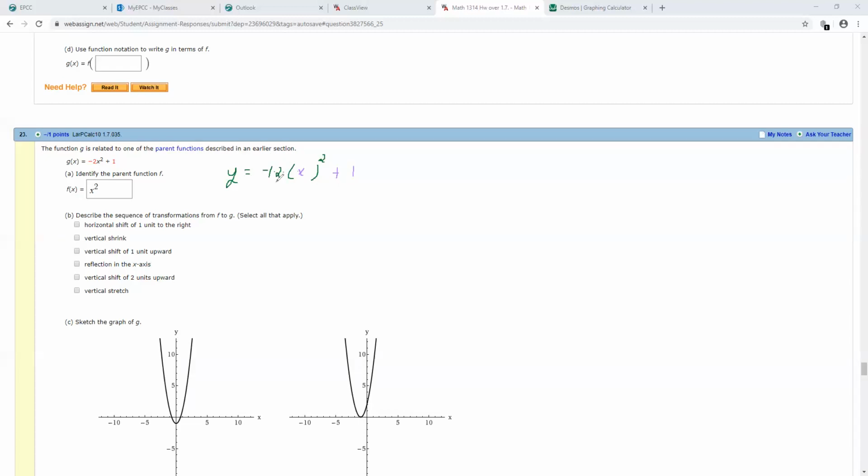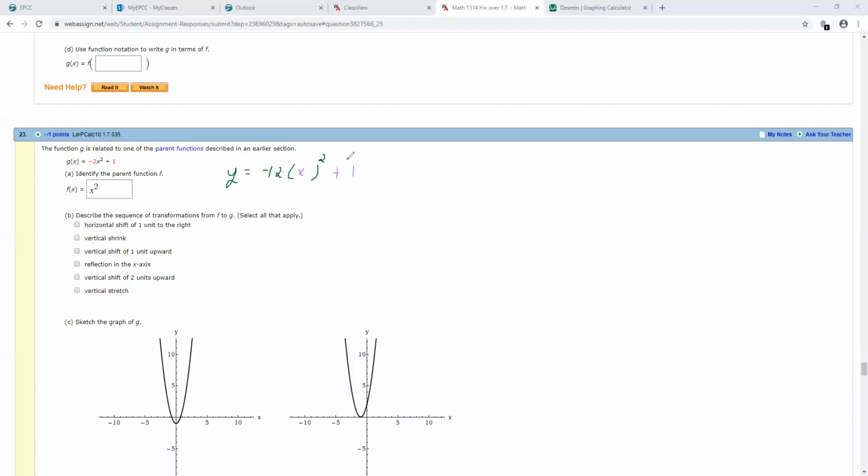What's the multiplication of 2 called, Griselda? The vertical stretch. Awesome. What's the multiplication of -1? That's the reflection over the x-axis. And what's this? It's a vertical shift. Good. And do you do the opposite of what it says when it's vertical, or the same? The same. So that means what? A vertical shift, how many units?